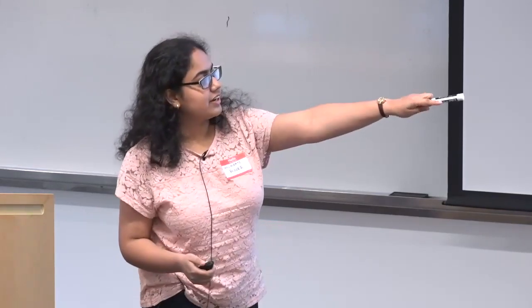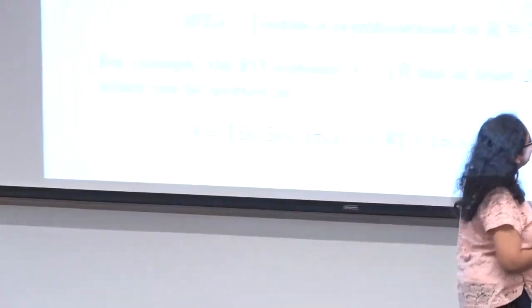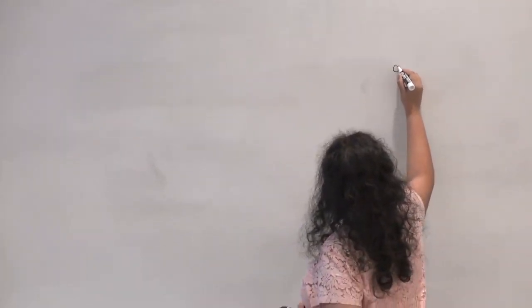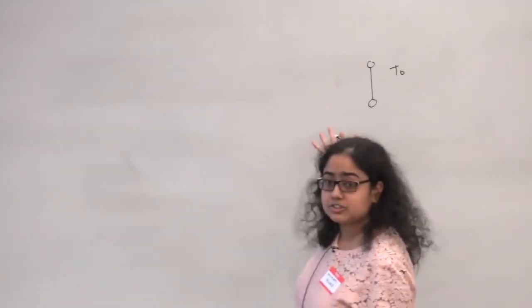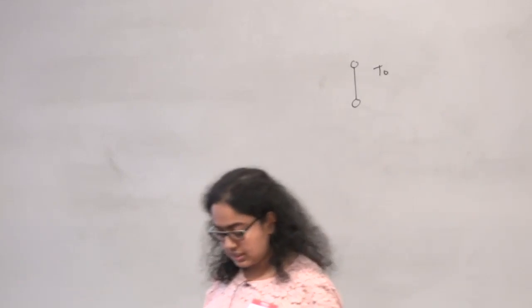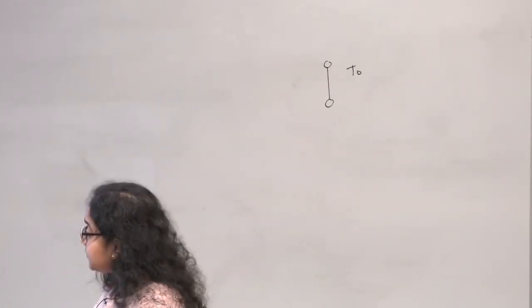As an example, consider the first-order sentence that there is a vertex with exactly one child. When I'm talking about this property, I'm basically considering T0, which is this. This is our T0, and we are asking, is there a copy of this tree somewhere inside the original tree? This is a first-order property, and you can express it in this form.